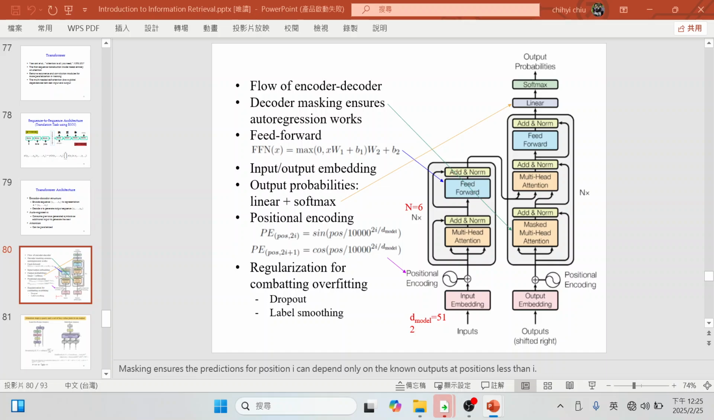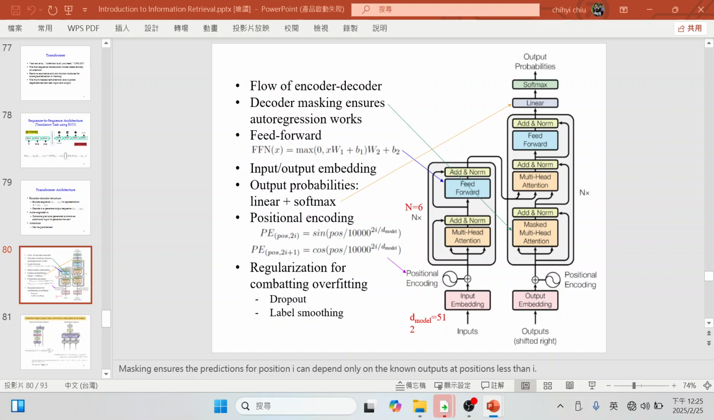Okay, this figure is copied from the original paper. First I want to show you the flow of the encoder-decoder. The left part is your encoder. Given the input, we do the embedding with some position embedding, and then we perform the attention mechanism here and some basic blocks. So that's the encoder part.